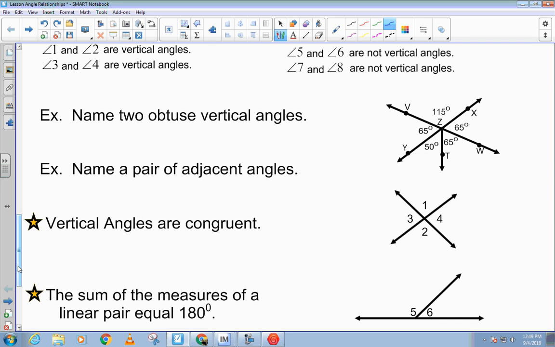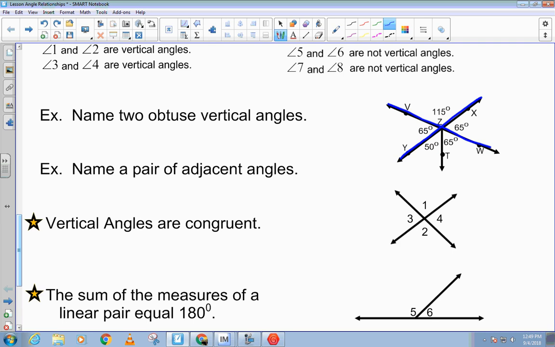Alright. Name two obtuse vertical angles. What does it mean to be obtuse? More than 90 degrees. More than 90, less than 180, right? Okay. So, do I have a pair of obtuse vertical angles? If I look here, I've got these two lines that intersect each other. So what would my obtuse vertical angles be?